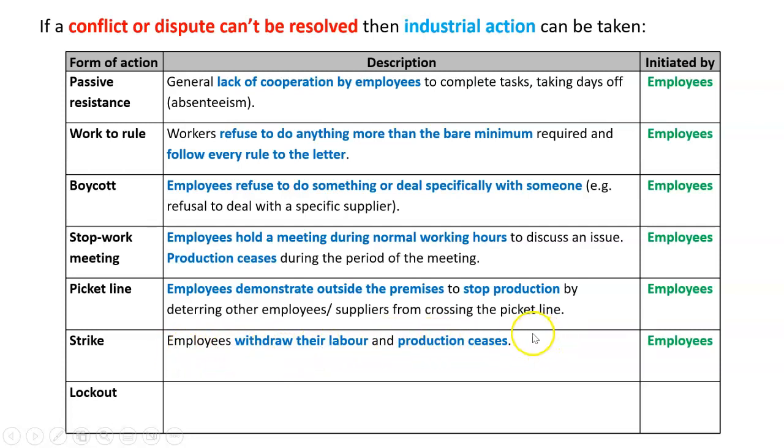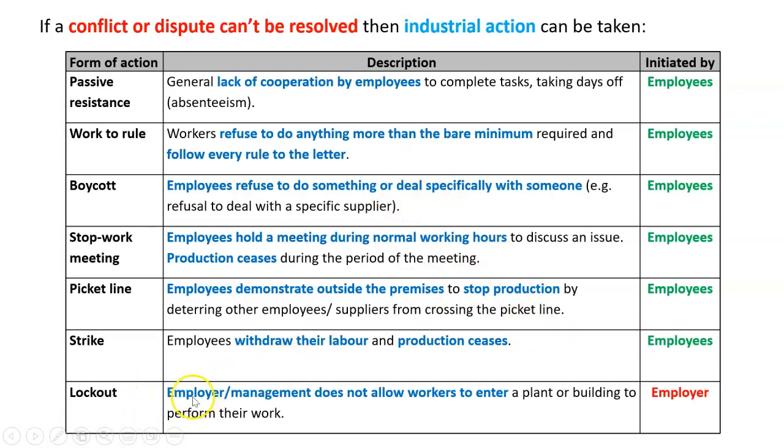What about the employer? What can they do if they're not happy with the employees? Well, the main form is what's called a lockout. That's where the employer or management simply does not allow workers to enter a plant or building to perform their work. So they're the forms that industrial action can take.